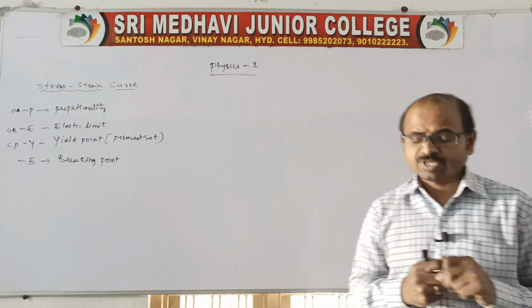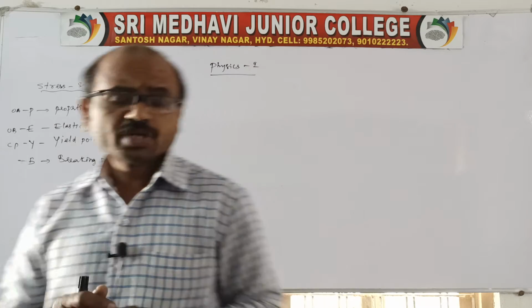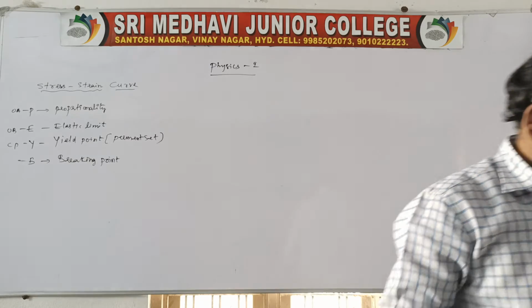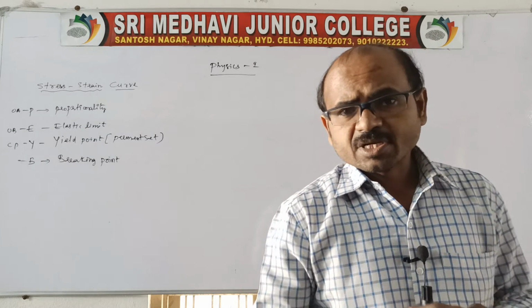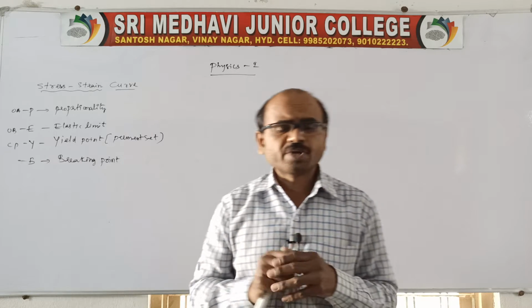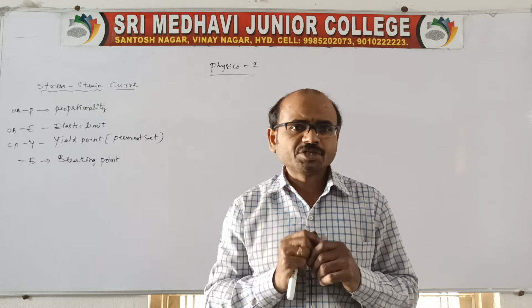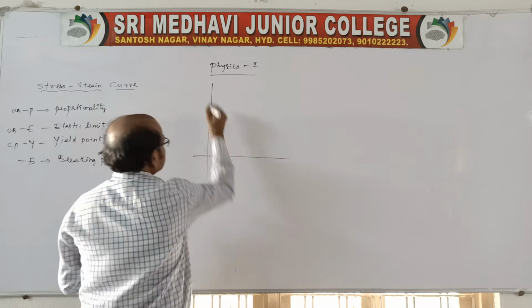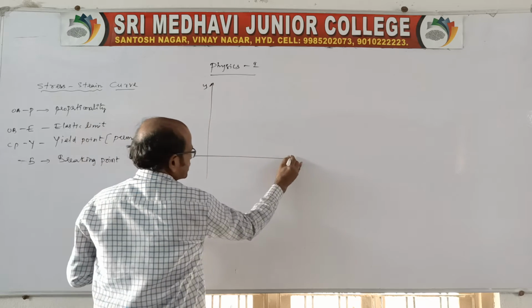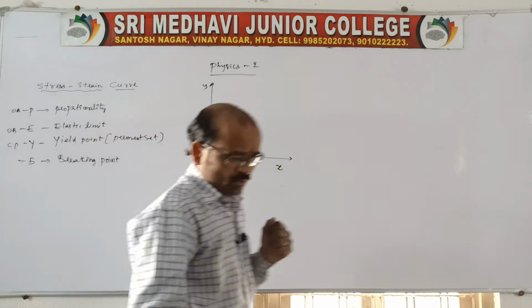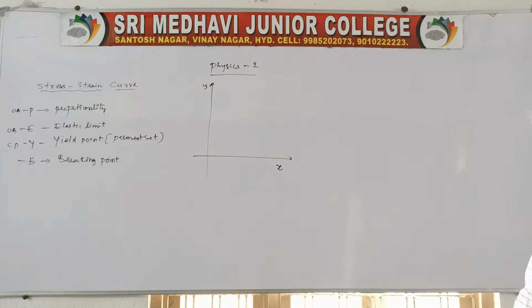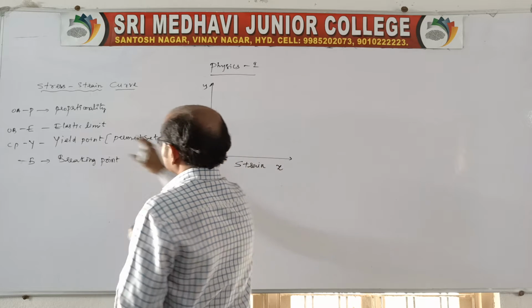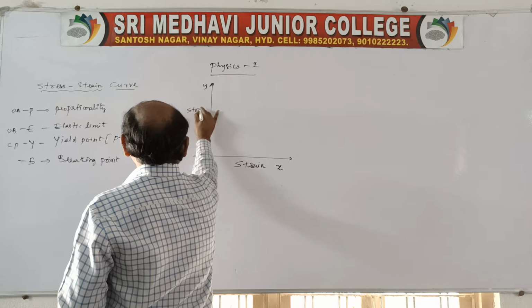In this stress and strain curve, we need to draw a graph related to stress and strain. On the x-axis we need to take strain, and on the y-axis we need to take stress. So let us draw the graph of stress and strain. This is the y-axis and this is the x-axis. Strain is taken on the x-axis because this is a stress and strain curve, and stress is taken like this.